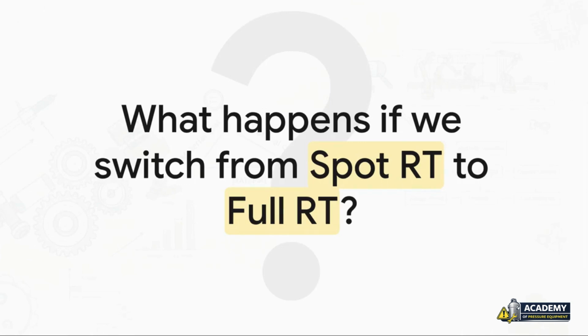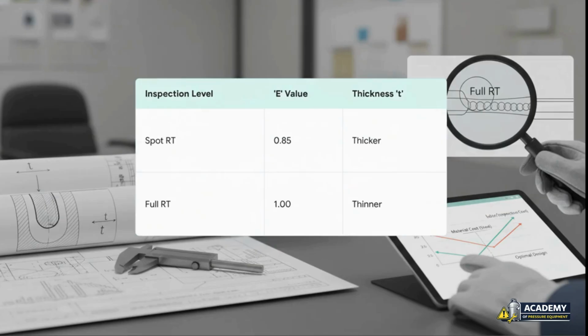Okay, so in your design, I see you specified spot RT. That gave you an E of 0.85, which is a super common, really practical choice. But look what happens to the thickness if we switch from spot RT to full RT. Let's run the calculation again, but this time, let's max out that trust factor. And boom, there it is again. By boosting our E from 0.85 all the way up to a full 1.0, we're making that denominator bigger again. And what happens? The wall thickness T drops. So in this scenario, we spend more money on the labor and services for the inspection, but we could save a ton of money on the raw steel.